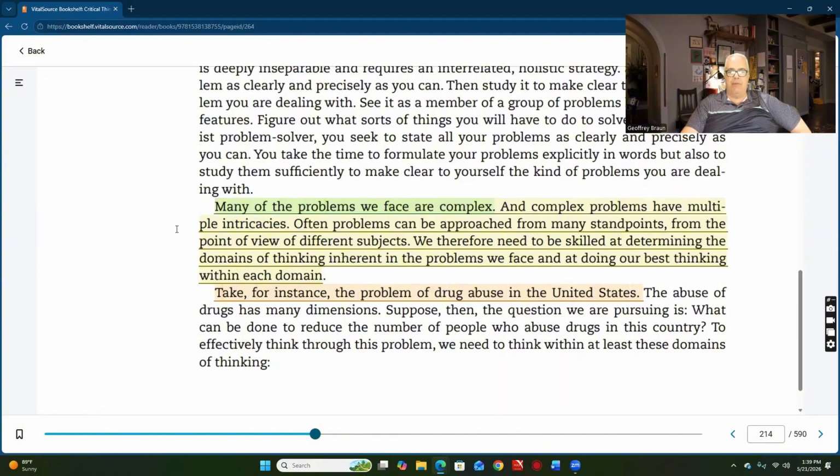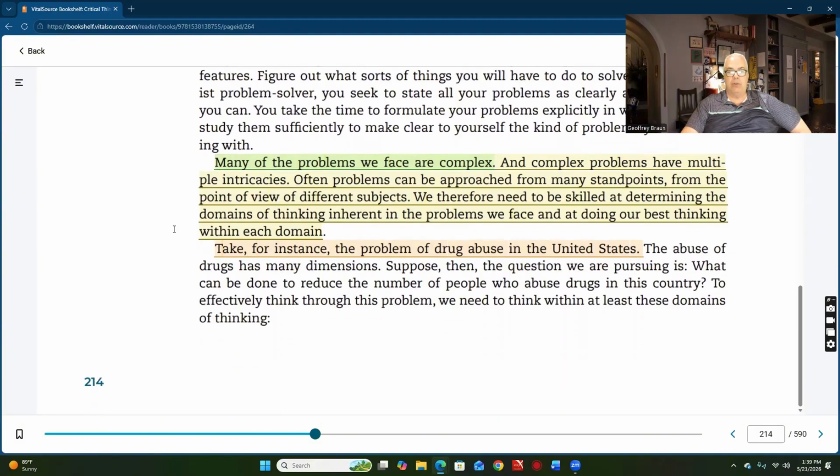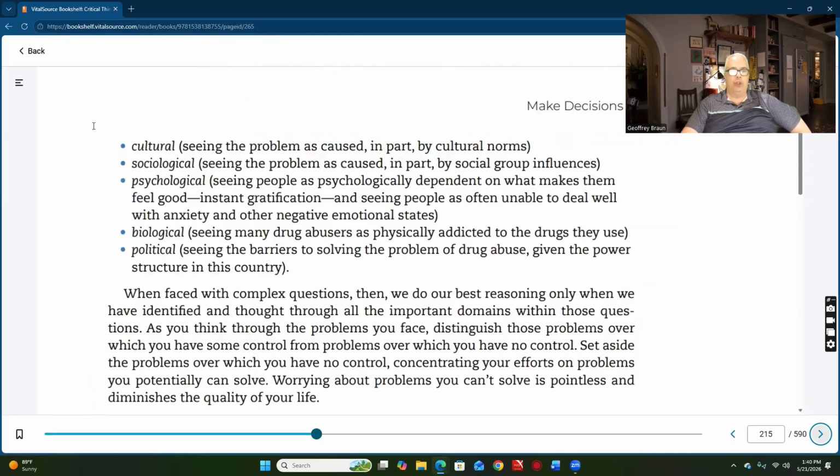Take, for instance, the problem of drug abuse in the United States. It's actually gotten worse. Fentanyl, all that stuff, right? It has many dimensions, right? So the question might be, what can be done to reduce the number of people who abuse drugs? To effectively think through this problem, we need to think within at least 3 domains of thinking, right? Culturally, sociological, psychological, biological, and political, right?